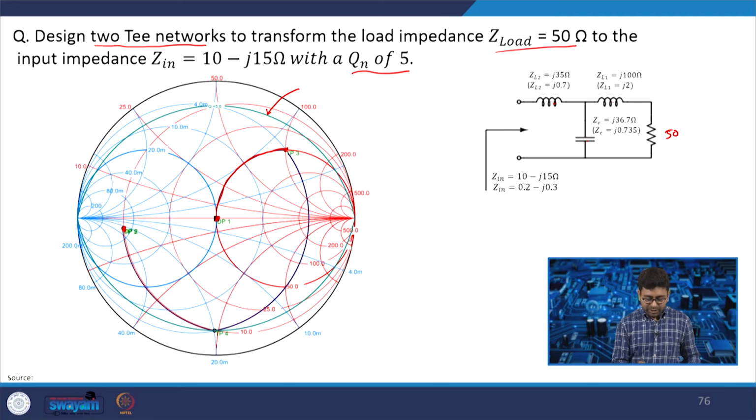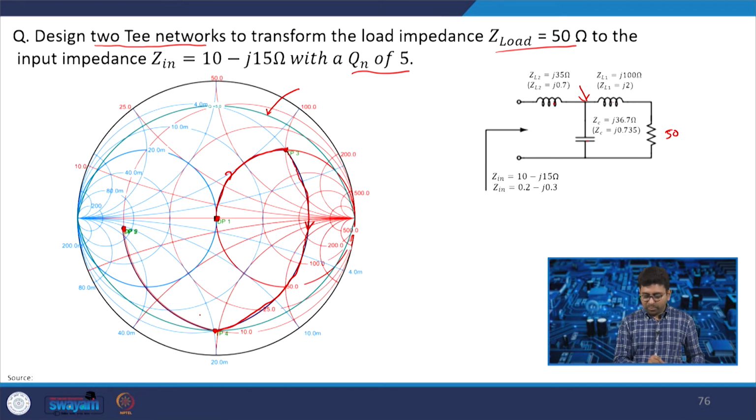Here we are moving down, and because we want to represent at this point the quality factor Q equal to 5, we need to make sure that we touch this quality factor circle Q. The moment you touch the quality factor circle Q, that point on the Smith chart is represented as Q equal to 5.